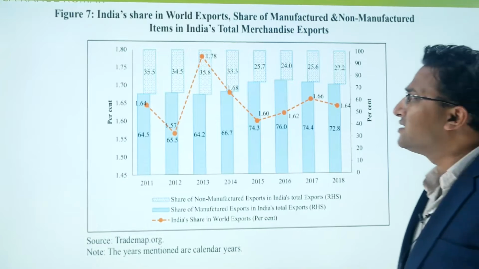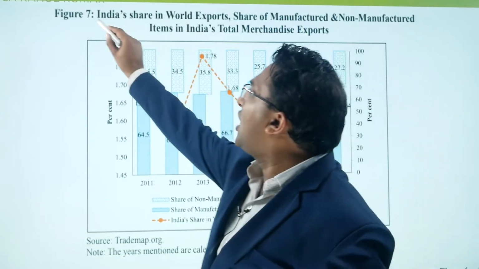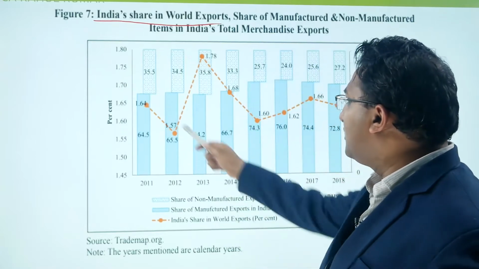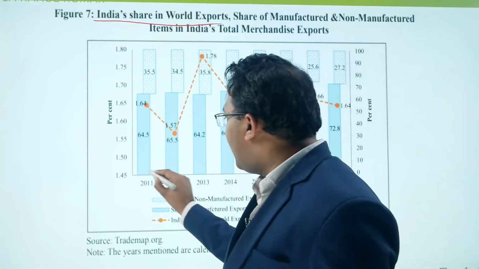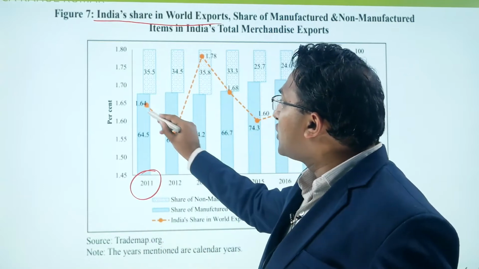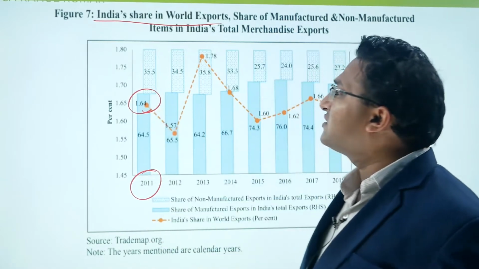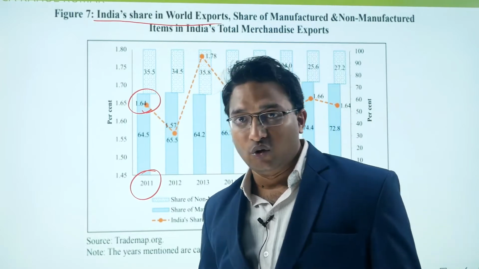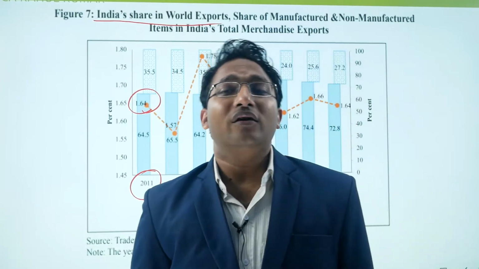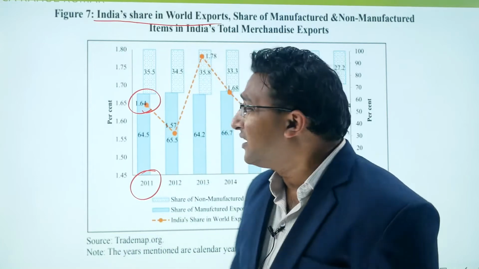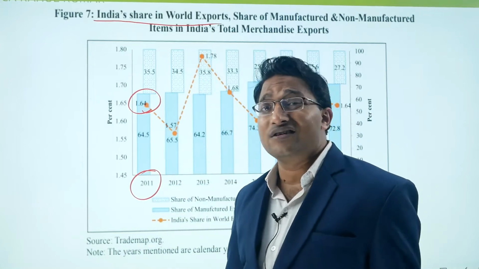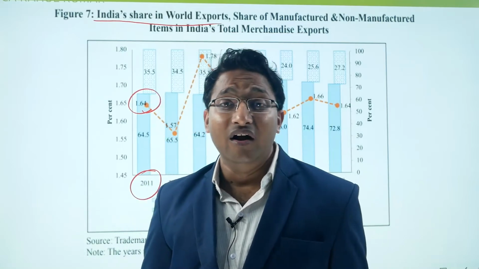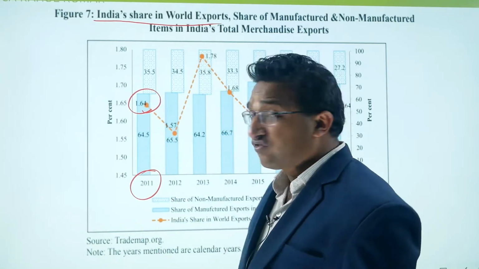Now, India's share in the world exports. How much is India's share in the world exports? So you can see this orange line in 2012. In 2011, the share of India in the world export was 1.64%. So this is not a respectable thing, that our share in the total world export is just 1.64%. Our population is almost 16% of the world, but our export is just 1.64%.